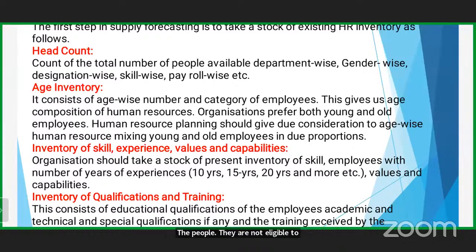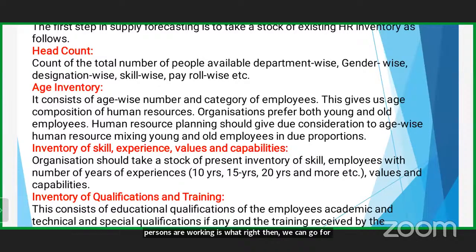So 18 to 30. How many people are working in the organization? Age wise, 18 to 30, 30 to 40, and more than 40. Three categories. So 18 to 30, how many persons are working? 30 to 40, how many persons are working? And 40 to 50, how many persons are working? Age wise.